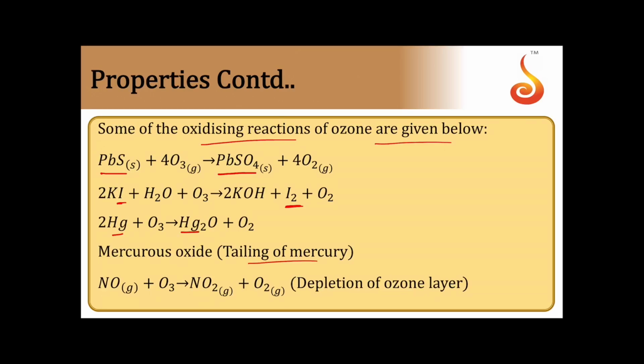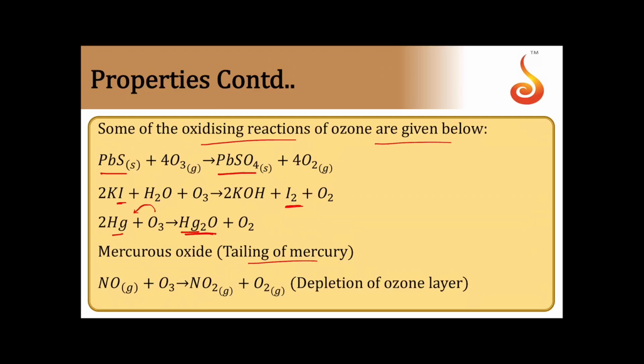When you pass ozone through a glass tube containing mercury, the mercury loses its meniscus and sticks to the walls of the glass tube because of the formation of mercurous oxide. This phenomenon is called tailing of mercury, meaning losing the meniscus and touching the walls.